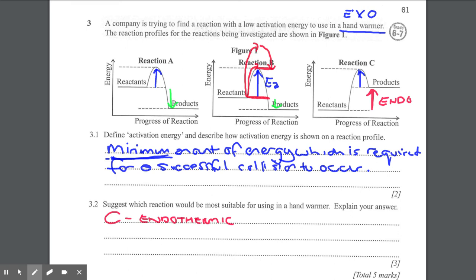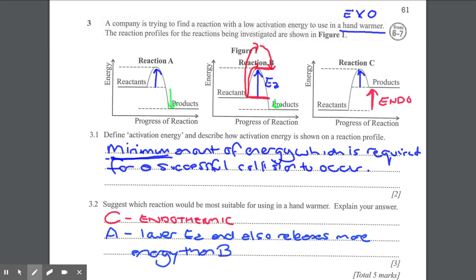Also, reaction B has a higher activation energy, so it's going to be harder for that reaction to proceed in the first place. Reaction A is easier to proceed because it's got a lower activation energy, and it also gives out more energy. So there's two points for A being better than B, really. A has a lower activation energy and also releases more energy than B. And that allows you to compare both of those together.